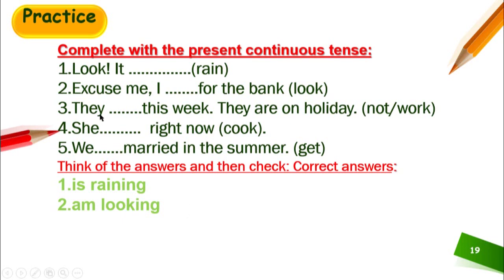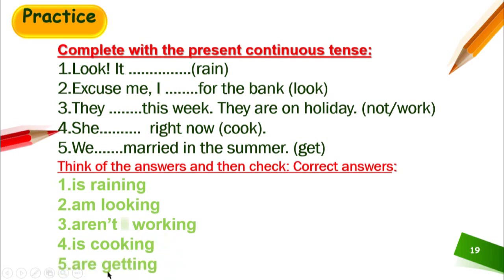Let's see number three. They aren't working this week. Why? Because they're on holiday. So I'm using the negative here: they're not working. Let's see number four. Right now means continuous, so she's cooking right now. The last one, check your answer: we are getting married.